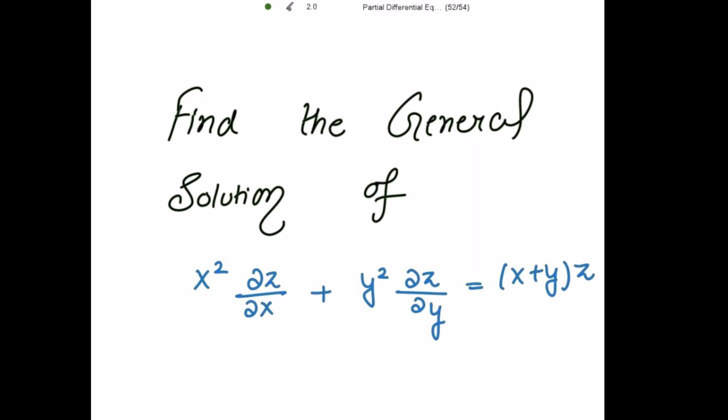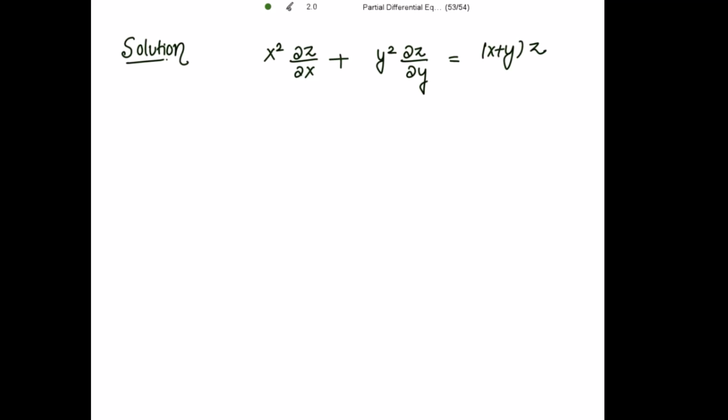We need to find the general solution of this differential equation. In this differential equation, I know that the partial derivative of z with respect to x is small p and the partial derivative of z with respect to y is small q, right? So writing this equation as x square into p plus y square into q equals (x plus y) into z. And now writing the auxiliary equations or the Lagrange subsidiary equations.